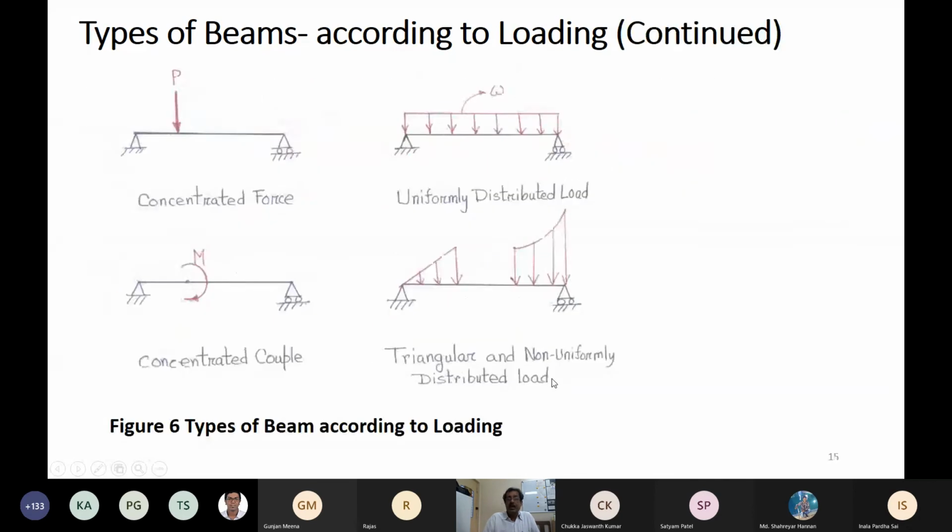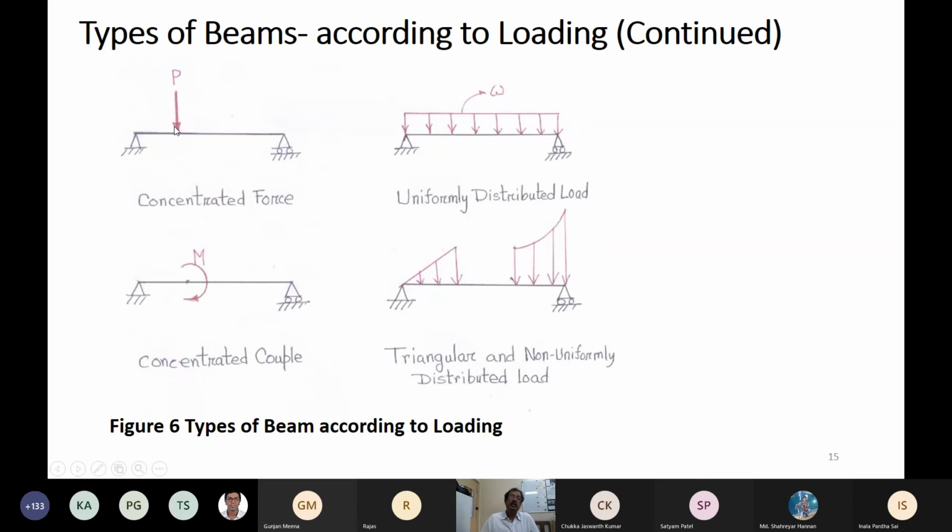Now, the beams can be categorized with respect to the loads applied. Beam can carry a concentrated force, beam can carry a uniformly distributed load. I can give you an example. Suppose you are 70 kg mass. I should not say weight. You are 70 kg mass. This beam is suppose 2 meters.